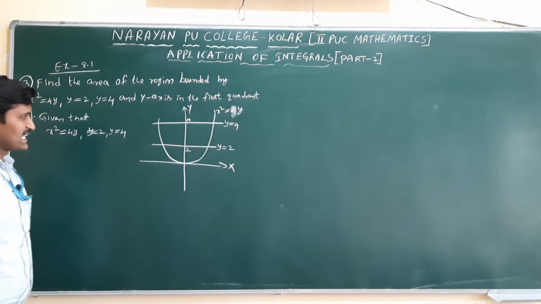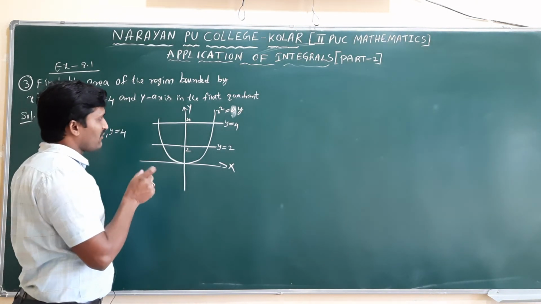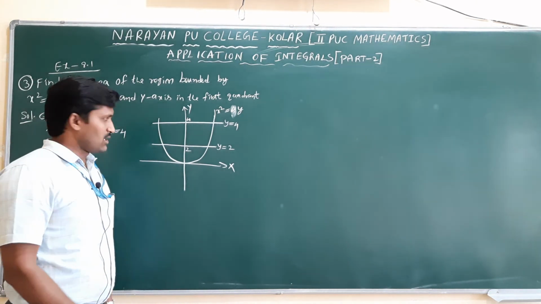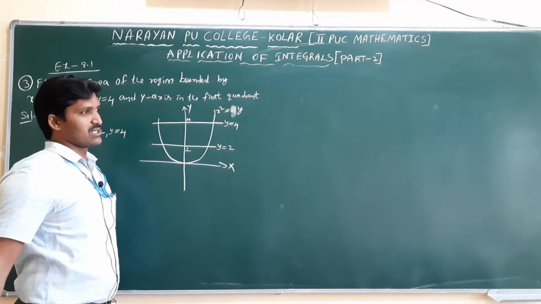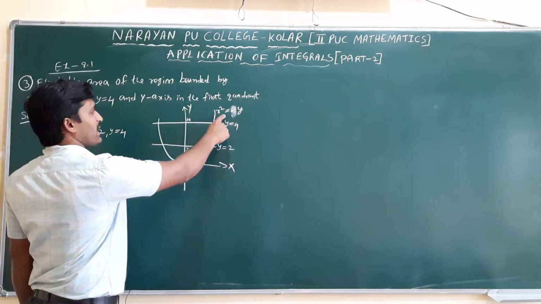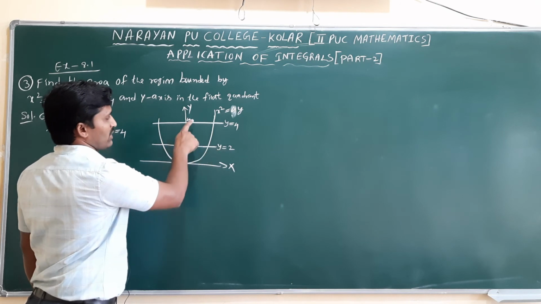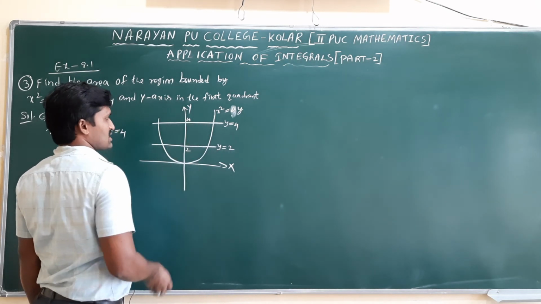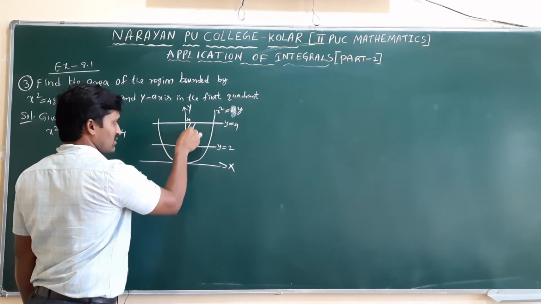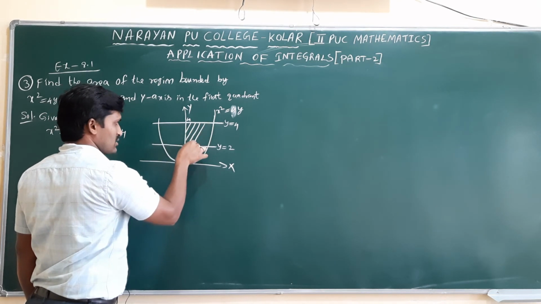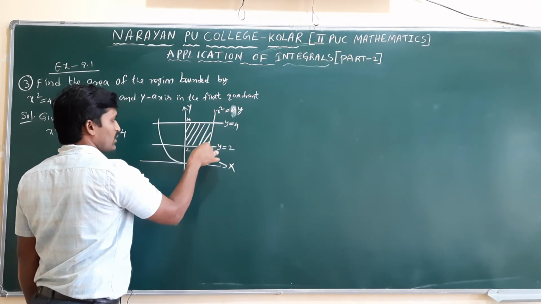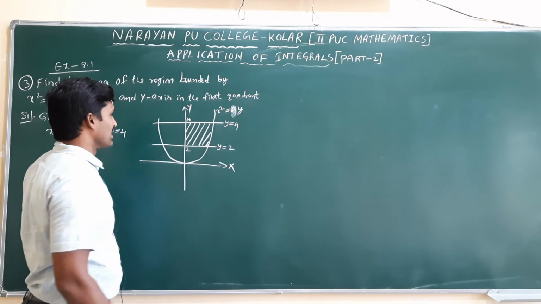Here they are asking for the region. This region is clearly symmetric with respect to y-axis. Now x-axis is not involved for this region, because it is the area between the parabola, y is equal to 2, y is equal to 4 and the y-axis. That's why only in the first quadrant we need to find this region. Here x-axis is not involved. That's why we are doing it with respect to y only.